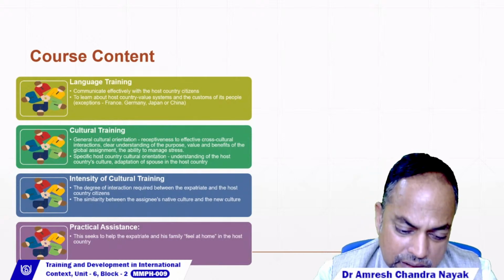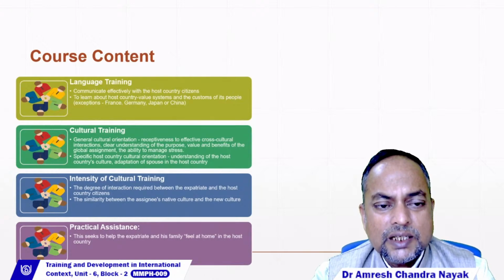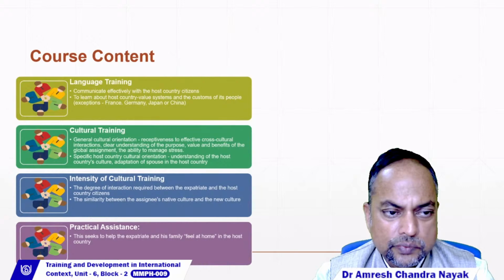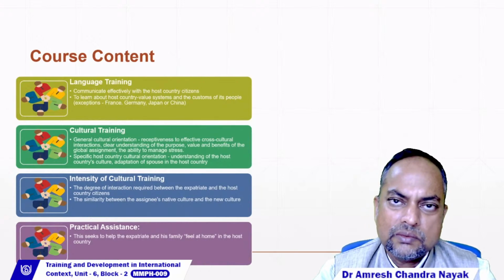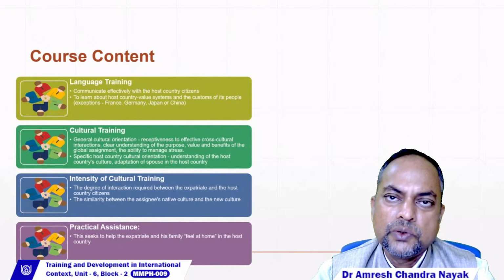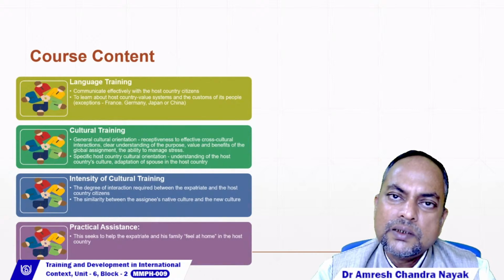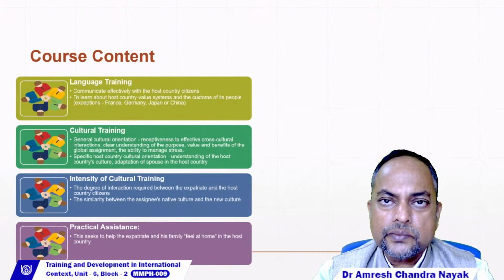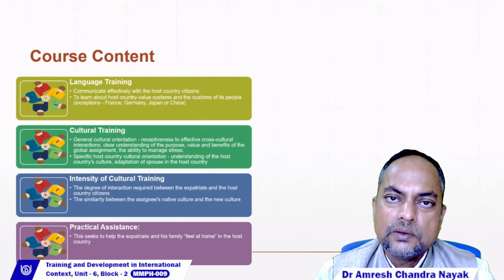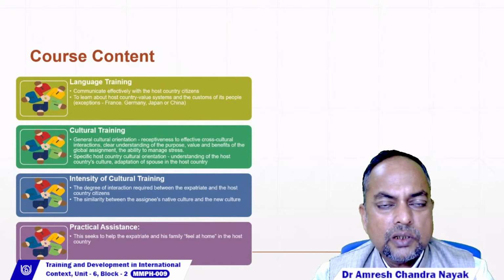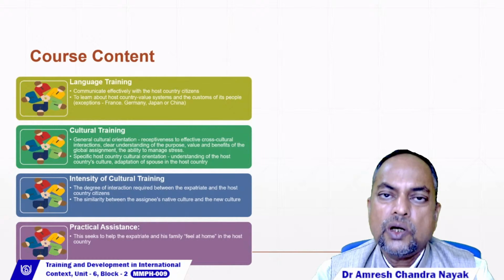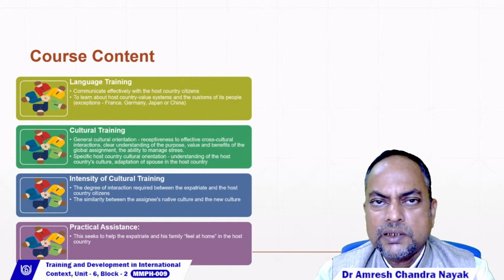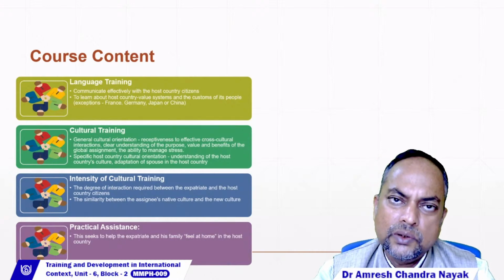So what we can see is that, let's say, if the expected interaction between the assignee and the host country citizens is low, let's say there's least interaction between the citizens of the host country and the expatriate, and there is a high degree of similarity between the parent country culture and the host country culture, in this case, the focus should be on job or task related issues rather than on cross-cultural issues. Because similarity among the cultures is high and interaction is low.